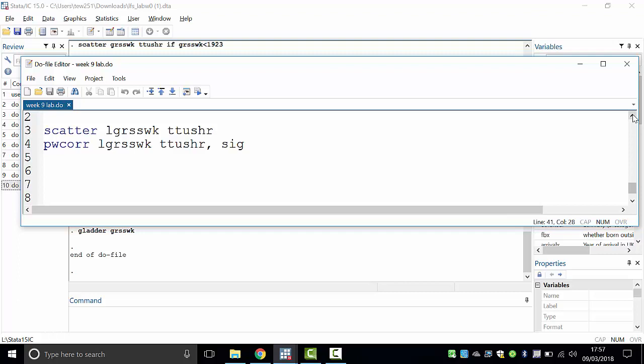Run the scatter graph. You will see that it is a much improved version of the old one. We are still correlating wages with total weekly hours.